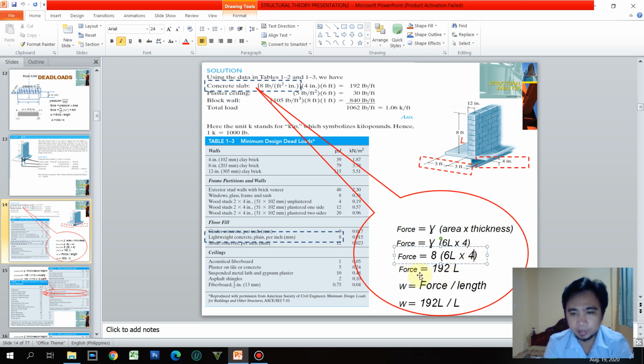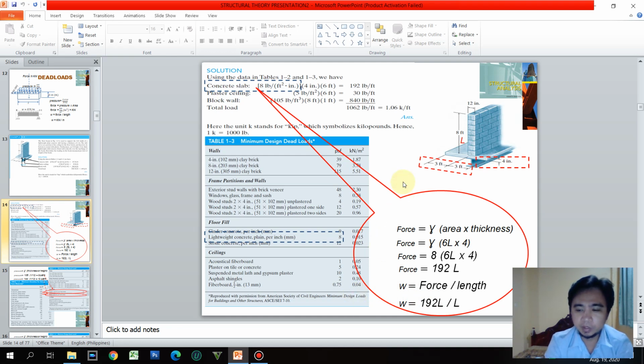So again, force is equal to 192 L, and then the uniformly distributed load now, W, is equal to force all over the length. We wanted this to distribute on this length, so the divider is L. So 192 L all over L. L here is cancelled. Therefore, the answer is 192 pounds per feet. That is why we have pounds per feet.